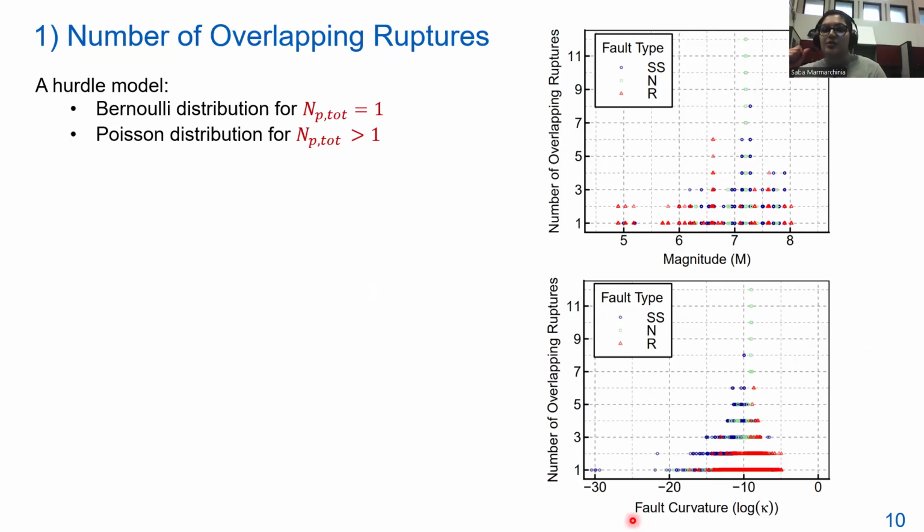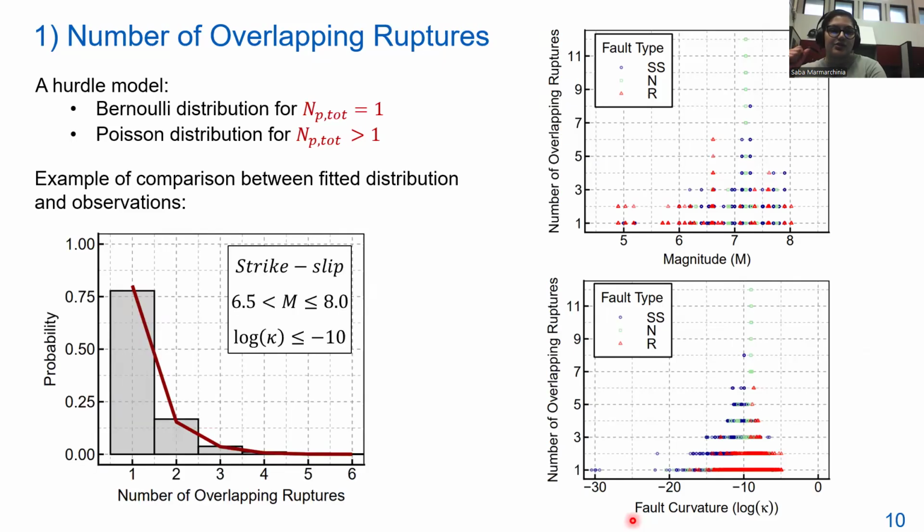Using these 2 components as the predictors for the number of overlapping ruptures, this figure shows an example of how well our distribution fits the data for strike-slip faults with magnitude above 6.5 and log of curvature below -10.